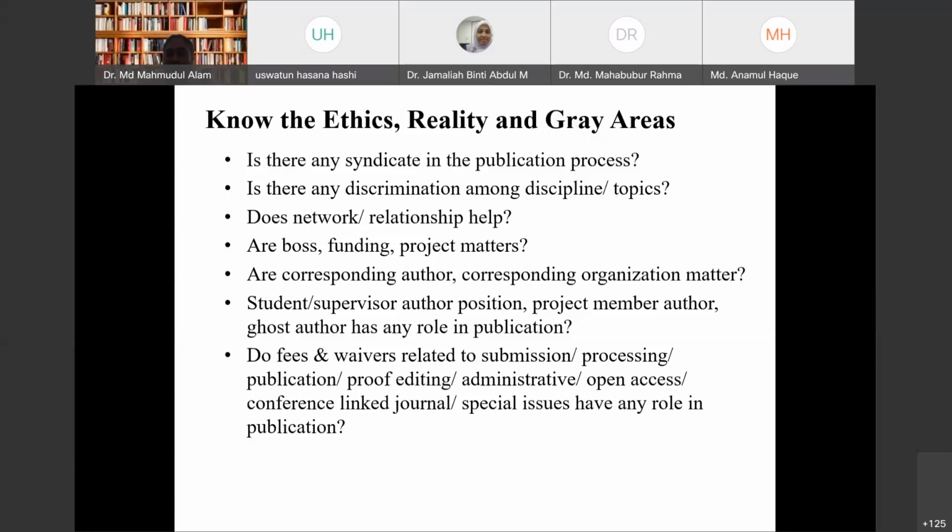Then there is the student supervision issue, and then the fees or waivers related to submission. This is also another issue: if you apply for the fees or for a waiver, does it impact your submission or processing? Many journals ask for a processing fee, or even if it is not open access, they ask just for a submission fee. The submission fee is really dangerous for us, because you submit and the next morning there is a rejection saying it doesn't match, and you need to pay $50 or $100.